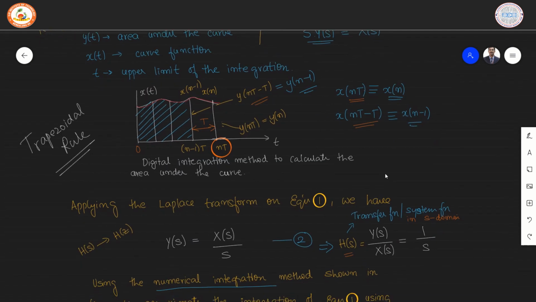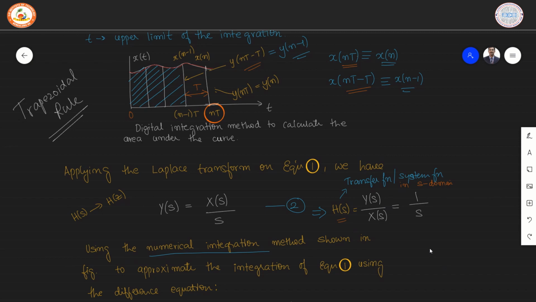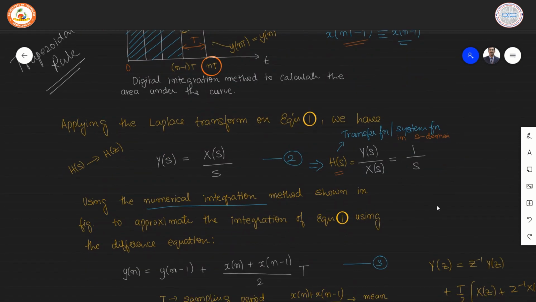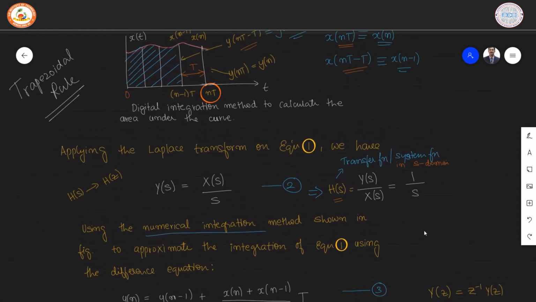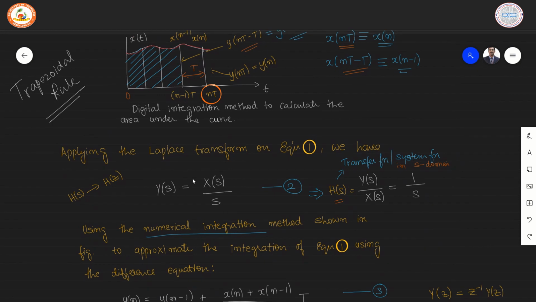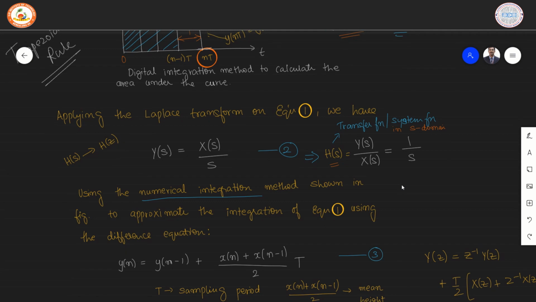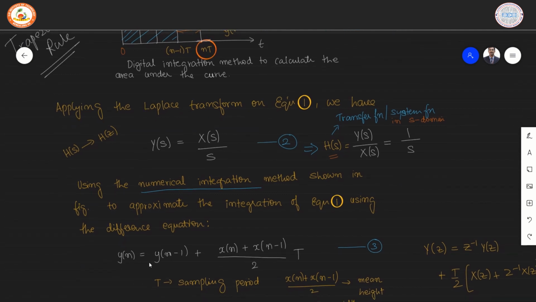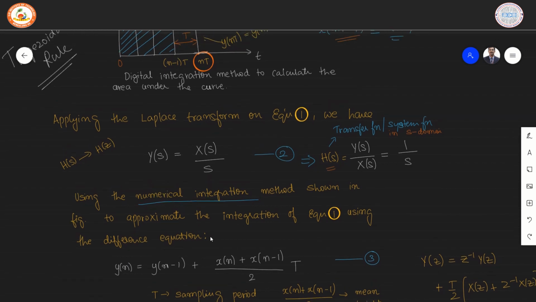Therefore, using the numerical integration method which is shown in the figure, this area can be indicated approximately as y(n) equals y(n minus 1) plus [x(n) plus x(n minus 1)] divided by 2 times T. The method is very simple.